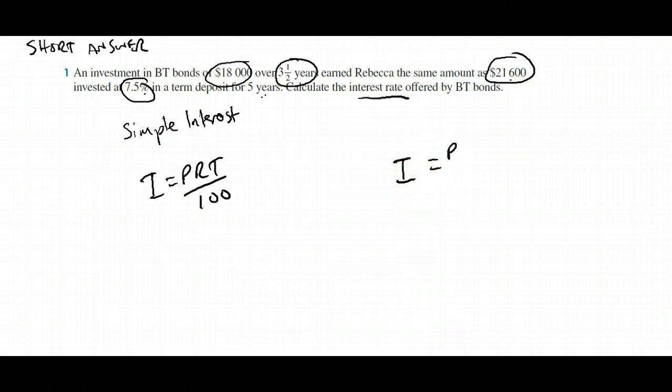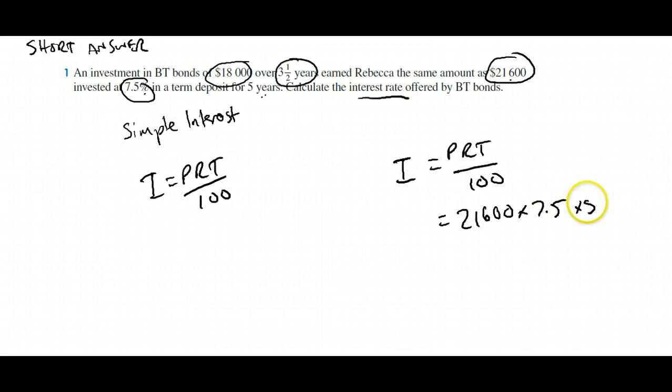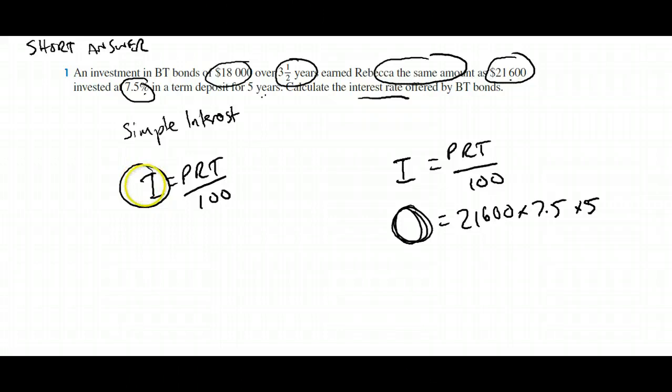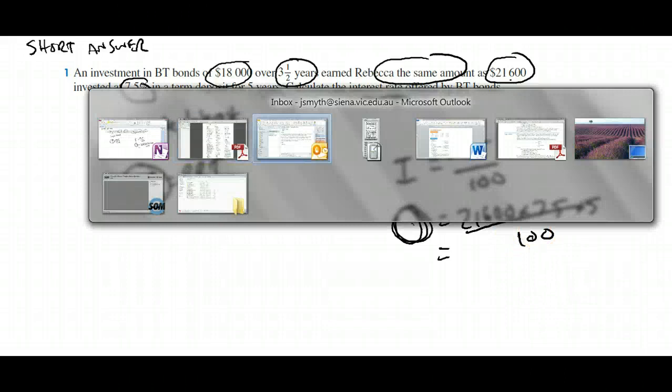Interest equals PRT over 100 for the second one. We know 21,600 is the principal, the interest rate 7.5 and the time is 5 years, and we can work out what I is going to be. Okay, and they tell us that this investment here earned the same amount as this investment over here did. So once we've worked out what I is over here, we can transplant that over here and that's going to help us. Alright, we've got to put all that over 100. So let's do that.